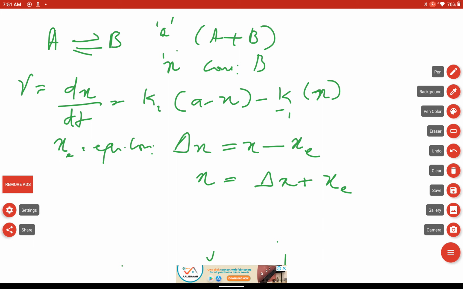We will get d of delta x divided by dt, that is equal to dx by dt, which we already have.